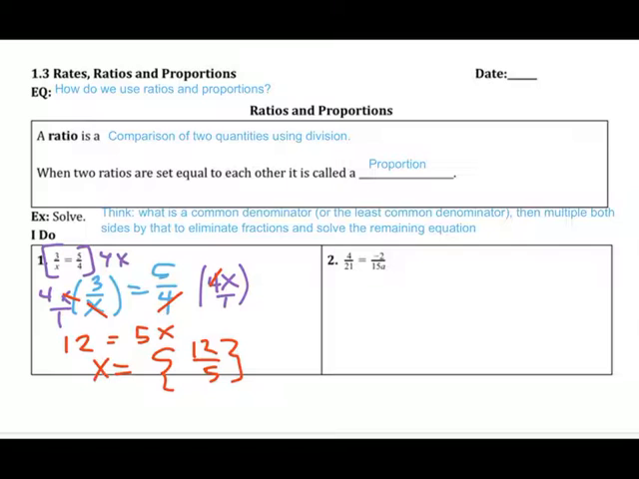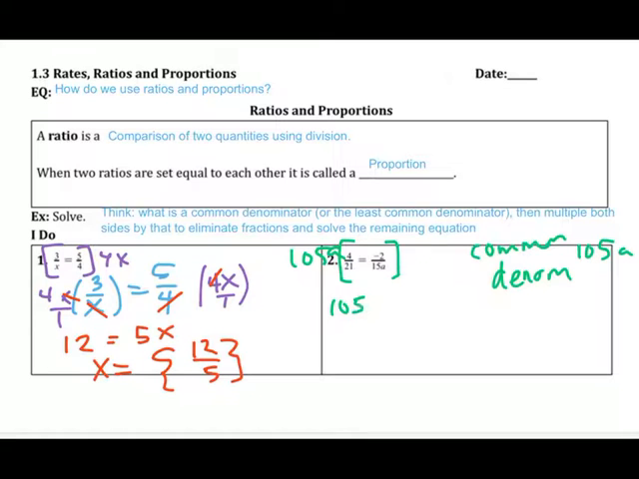Number 2, 4 over 21 equals negative 2 over 15a. So I'm trying to think of a number that 21 and 15 both multiply into. And for a problem like this with this size numbers, I think it's okay if you need to use a calculator. I'm going to tell you that their common denominator is 105. And since there's an a in one denominator, the common denominator is going to be 105a. So what that means is I want to multiply both sides by 105a.